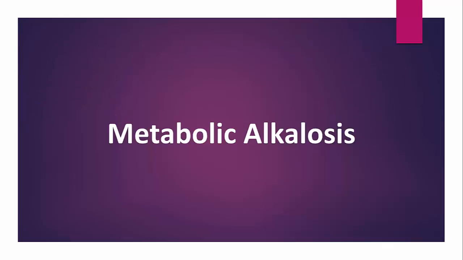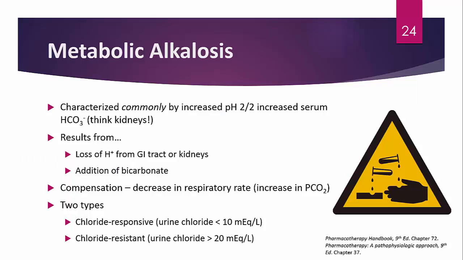The next type of acid-base disorder we'll talk about is metabolic alkalosis. And it's characterized commonly by increased pH or alkalosis, secondary to increased serum bicarb. So again, think the kidneys, because it is metabolic. So that increased pH is as a result of high bicarb levels or high base levels. And it results from the loss of hydrogen ions from the GI tract or the kidneys, or addition of bicarbonate. So essentially addition of base with addition of bicarbonate, or loss of acid from the GI tract or kidneys.